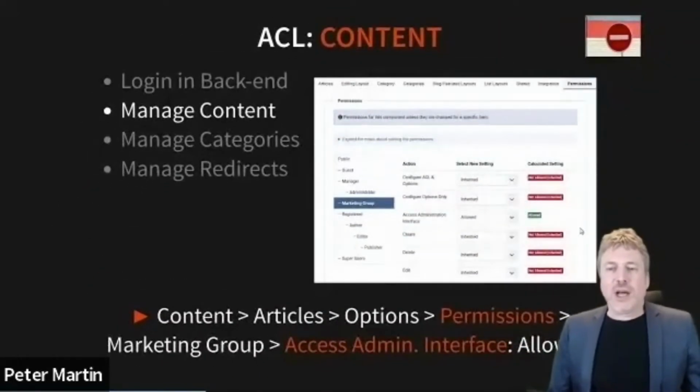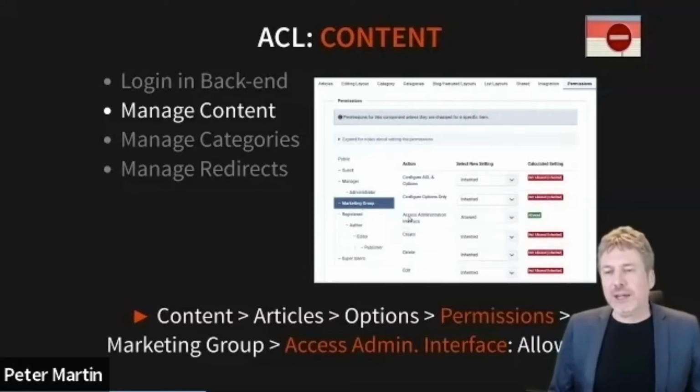The next thing is I want to give them access to the administrator interface. You do that by going to Content, Articles, and then you click on Options. And then on the tab Permissions, you do the same with Marketing Group. With all the kinds of permissions that you can give, I only give access in administration interface. I put it to allowed.